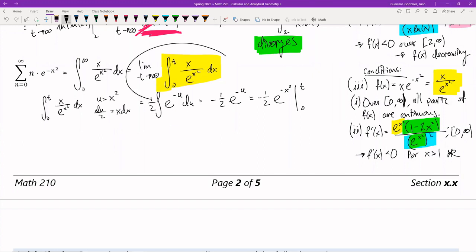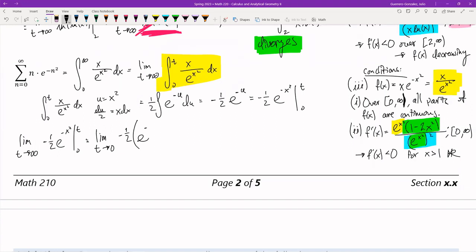I'm going to keep going from this integral, the one in the yellow. For that step, I needed to find the limit as t goes to infinity of this thing, minus 1/2 e to the minus x squared evaluated from 0 to t, which equals the limit as t goes to infinity of negative 1/2 e to the negative t squared plus, whoops, well, let me do this: e to the minus t squared minus 1, times negative 1/2. Aha.